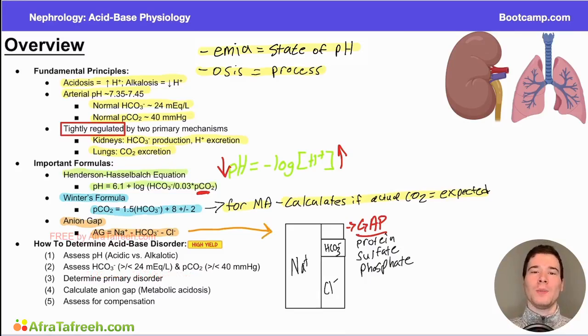So remember that everything in the body is in homeostasis and electrochemical neutrality. So in general, our positive charges, indicated over here by our sodium, should be balanced approximately by our negative charges, indicated by our chloride and our bicarb. The anion gap, the gap refers to the unmeasured negatively charged anions in the body. So some examples include proteins, sulfate, and phosphate. However, there are various physiologic reasons or even pathologic reasons that this anion gap can actually change, in which we get an elevated level of unmeasured anions and thus a change in the anion gap.